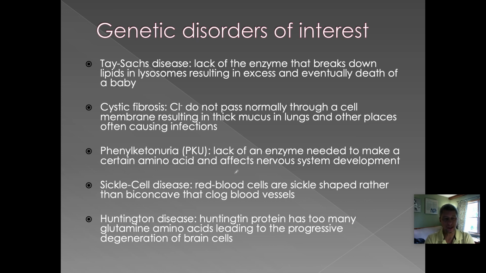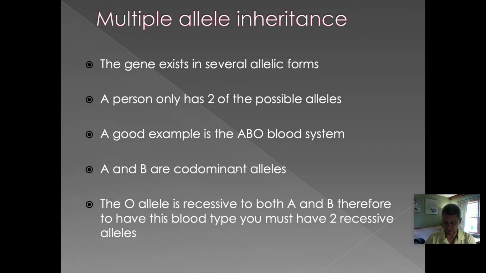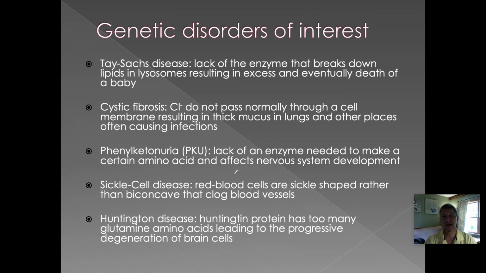The last one on this list is Huntington disease, and this is caused by when a Huntington protein has too many glutamines on the end of it, and the disease itself leads to the progressive degeneration of brain cells. This one is autosomal dominant, but the difficulty with Huntington disease is that it doesn't present itself until the patient is in his 50s or 60s. And so by that time, typically he's already reproduced or she's already reproduced, and therefore they've already passed this dominant allele on into their children. Okay.